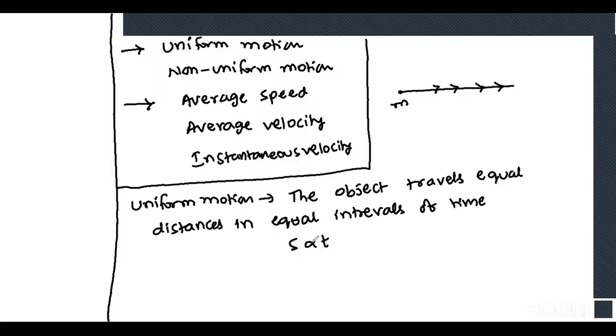So here, in order to remove this proportionality, we are keeping a constant. Suppose S equal to constant multiplied by T.